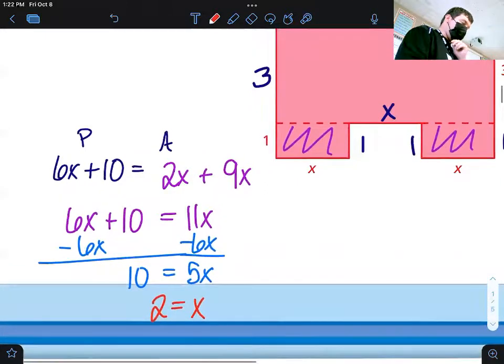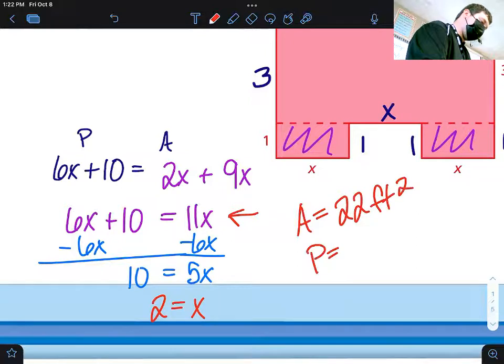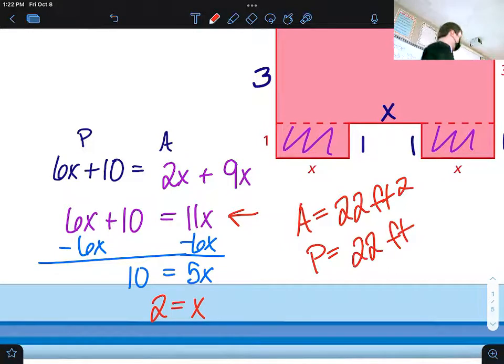Since I know this is 11x, it might just be easier to plug in 2 right there. I mean, it wouldn't be difficult to do on the other side, but what is 11 times 2? 22. So the area is 22 feet squared. And the perimeter would also be the same, right? And you can double check that because if you plug in 2 on this side, 6 times 2 is 12 plus 10 is also 22. So we know we did it right.